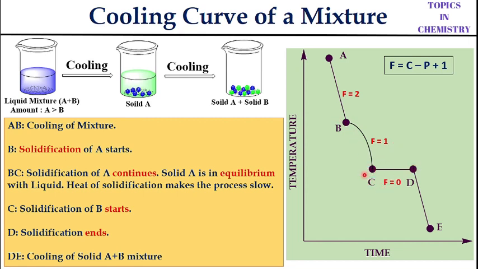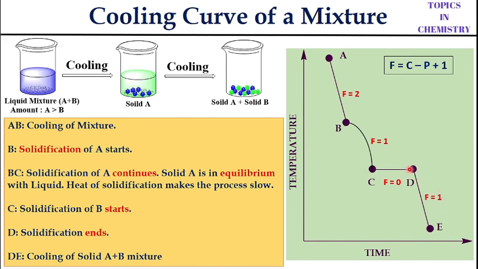Now consider the CD line. As I told you, at point C, solidification of B starts, and here both solid A and solid B are in equilibrium with the liquid. So the number of phases is solid A, solid B, and liquid. So total phases P is equal to 3, component 2, so 2 minus 3 plus 1 gives you F is equal to 0.